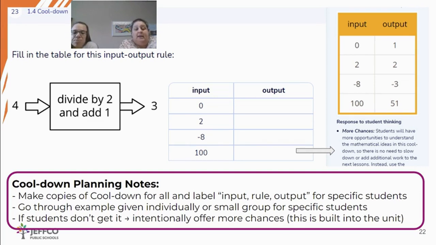Absolutely. The other thing that we just thought of is that if we need to give a specific example for students on an individual or small group basis, that would again be best for specific students, which I thought made complete sense. And then lastly, Stephanie mentioned it, the response to student thinking. For this one, it's simply give more chances. And knowing that this is the first lesson of the first unit, that would make complete sense, right? Because it's the first time they've seen it. It's okay. This is a spiraling curriculum. We're going to come back to it.